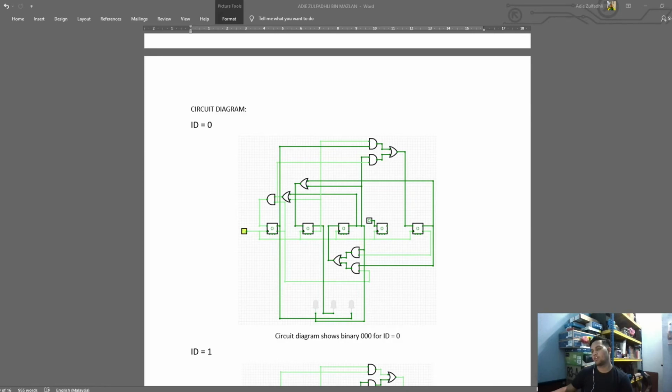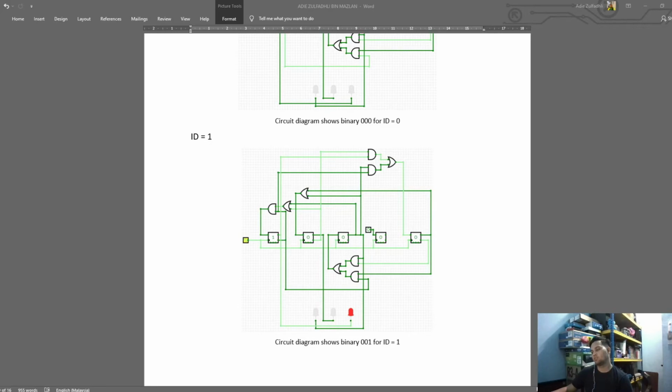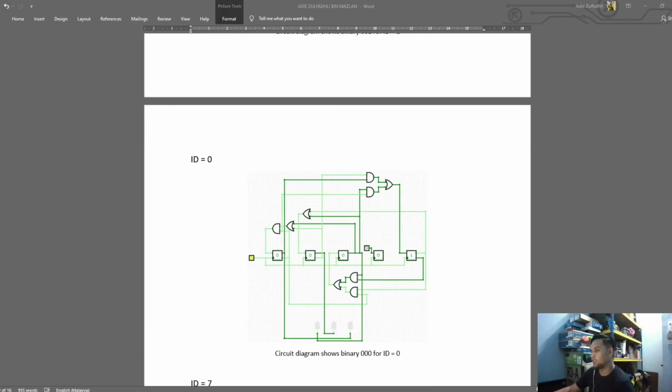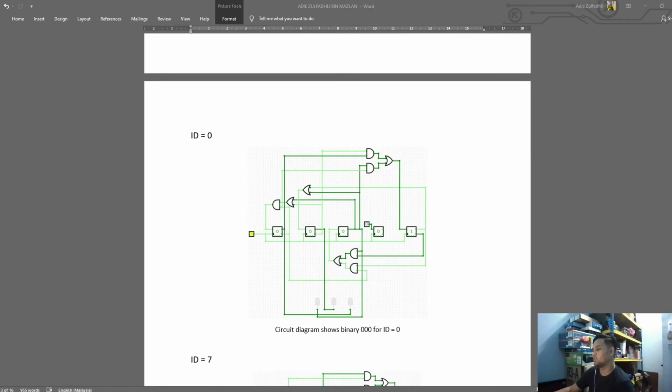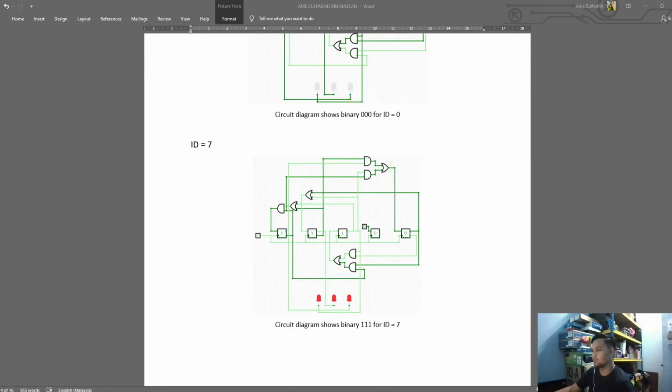So when ID equal to 0, the LED does not light up. So this is 0 0 0. So this is ID 1 from the circuit. So the LED 0 0 1, which means 1 only at the first bit. So this ID equals to 1. This ID equals 7. All of the bulbs light up. So 1 1 1. When we add, we get 7.